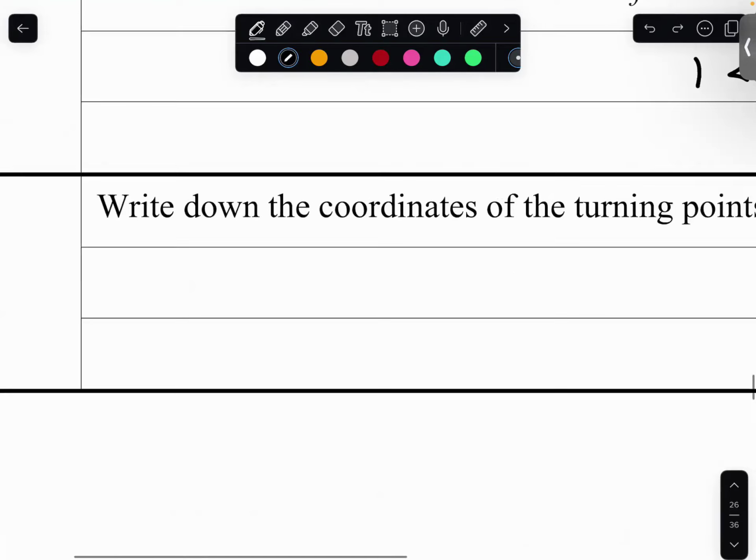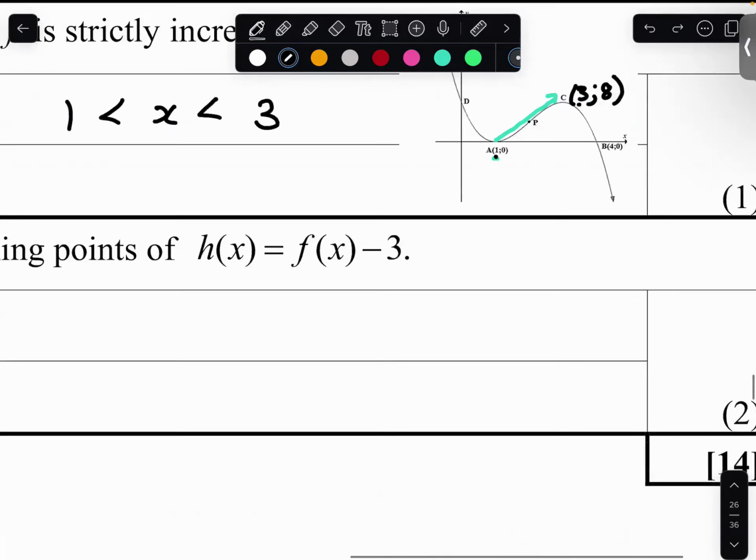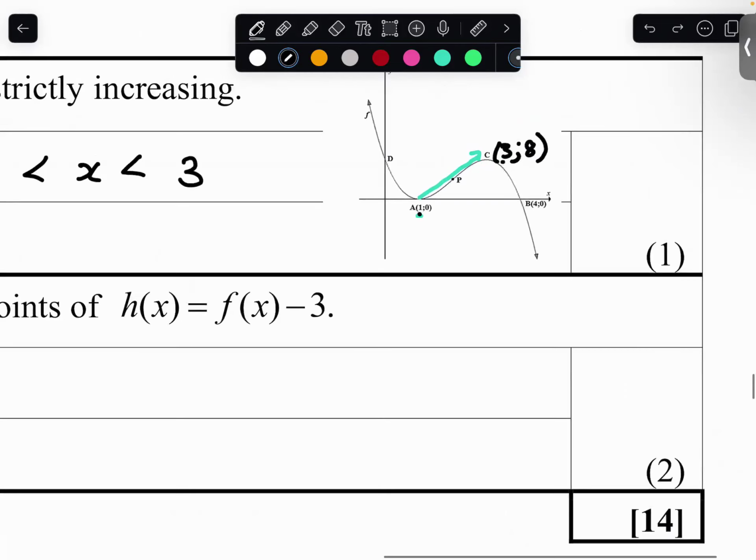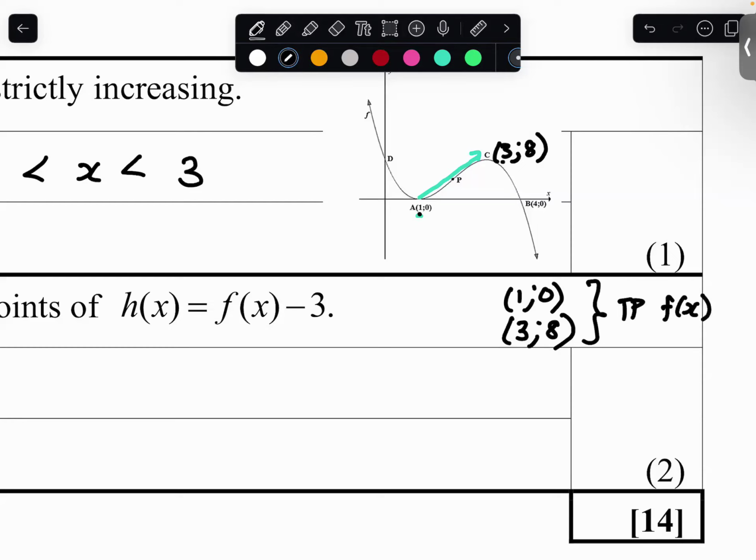Okay. Write down the coordinates of the turning points of h of x, which is f of x minus 3. So the turning points of f of x currently is at 1 and 0 and at 3 and 8. Right? That's of f of x. This is the turning points of f of x. So this is f of x shifted 3 units down, which means the only coordinate that's going to get affected is the y coordinate because it's a vertical movement. It's shifting 3 units down. You're not subtracting 3 from x, you're subtracting 3 from y.